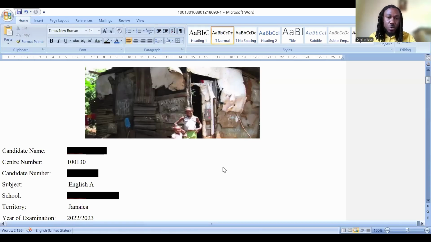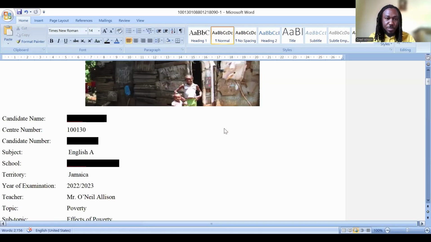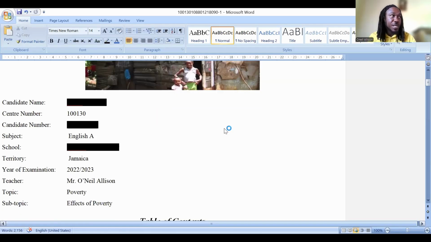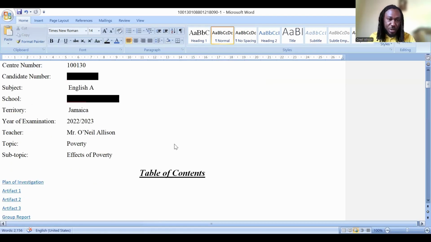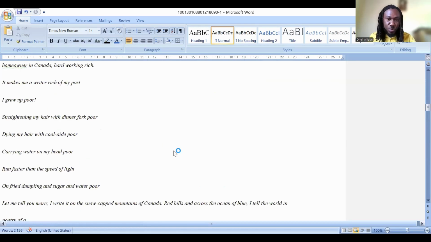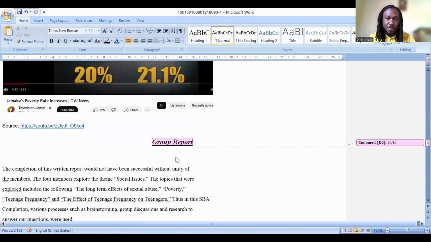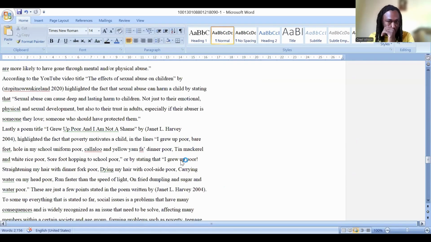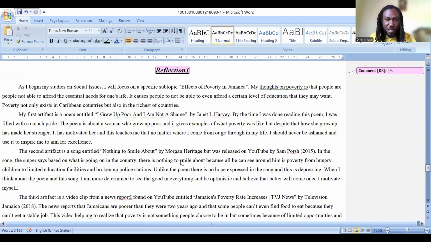So I'm going to stop share here and reshare quickly the SBA that we're going to look at. All right, so let's go right into it quickly. So here, read out some of the documents. So we have the SBA, and the candidate name is taken out. All right, so let's look at the POI because we already did that. Now we're going to look at not the group report, but reflection one for this scenario.